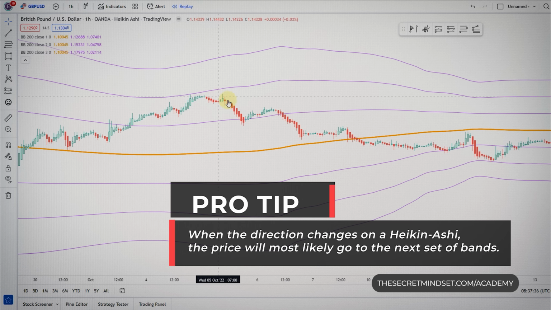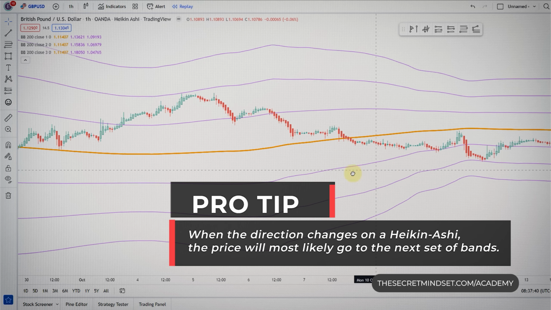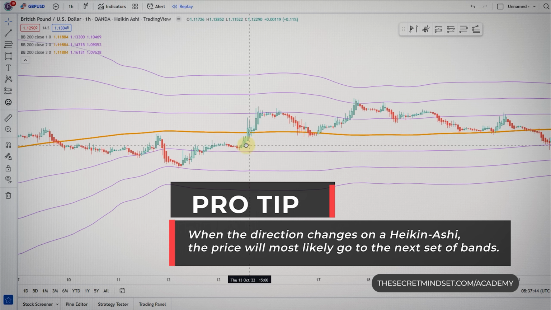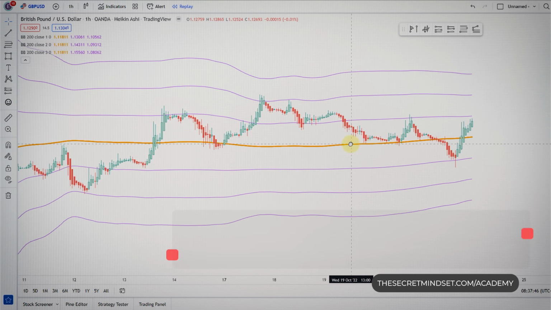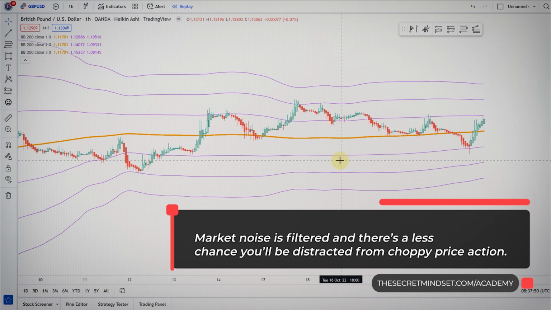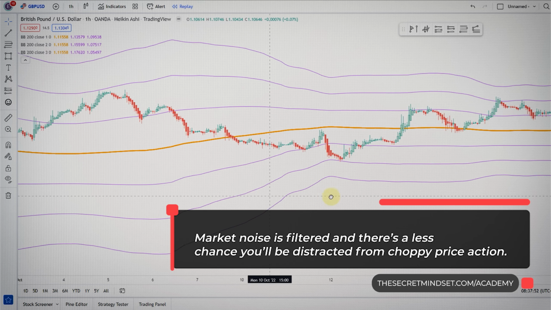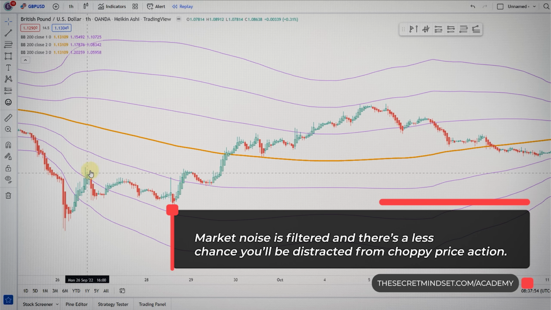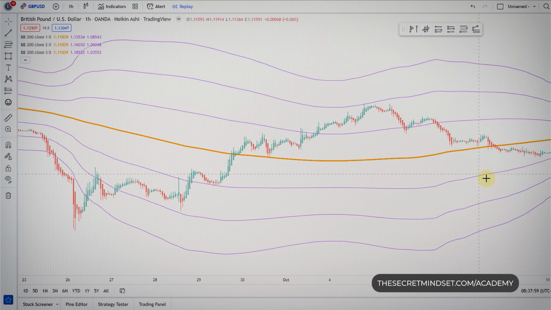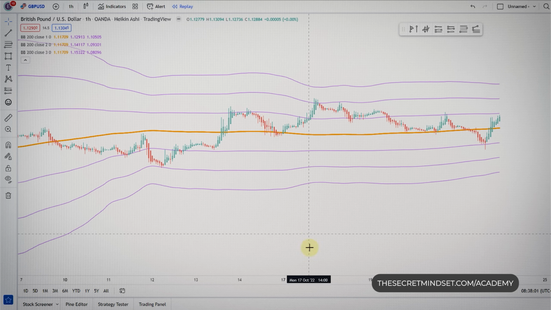You will also notice that when the direction changes on a Heikin-Ashi chart, the price will most likely go to the next set of bands. Also, the market noise is filtered, so maybe there's less chance you'll be distracted by choppy price action. And again, you look for support and resistance levels and important swing points to find confluence levels.